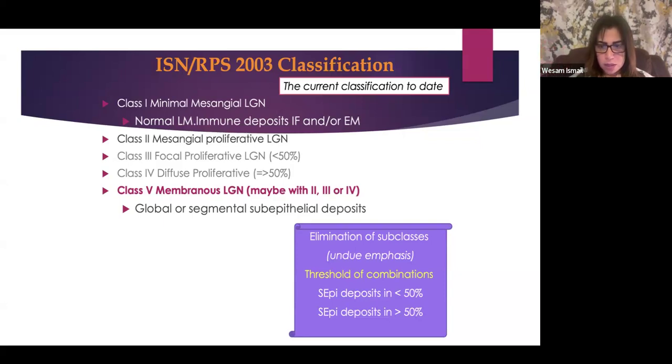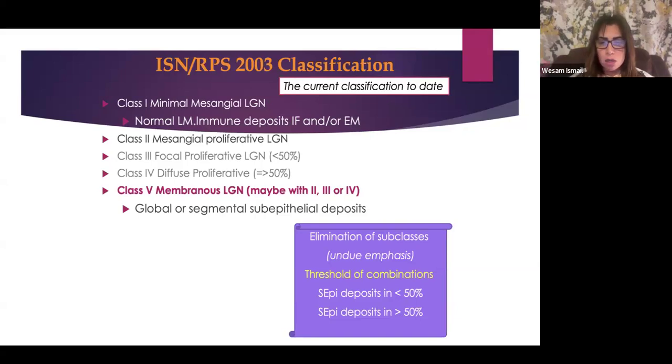The important point is that there is undue emphasis on the subclasses of class 5, meaning undue emphasis on the combination of the classes. And as I always tell my trainees, they come running saying it's class 4, but it seems that the patient has class 5 as well. And we always say it's not important. The important thing is that the patient is in activity. When we treat the activity, you could also treat class 5, or if the patient remains with residual proteinuria, then we are going to know.